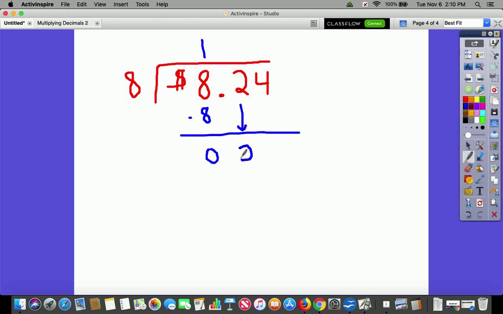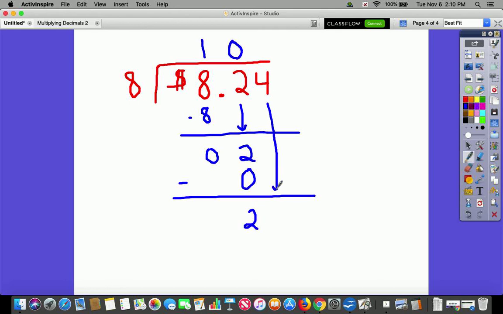Now you can only bring down one number at a time. Okay, so 8 into 2, a lot of kids think they can't do that, and they just try to bring down another number. You can't do that. 8 goes into 2 0 times. Remember, 0 is a number. 0 times 8 is 0. I subtract, I have 2.